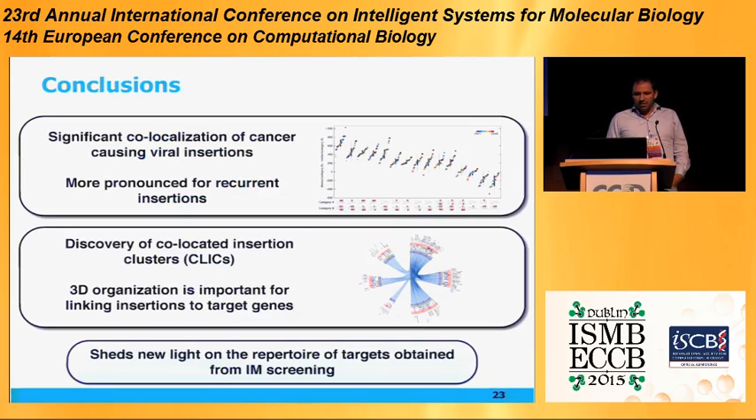So to summarize, we find a significant co-localization of these cancer-causing insertions, which is more pronounced for recurrent insertions, which is an indication that this is to some extent due to selective pressure. We discover specific co-located insertion clusters, which we termed clicks, and this shows that the 3D organization is important for linking genes to their targets. And so taken together, this really sheds new light on the target genes that come out of these insertional mutagenesis screens.